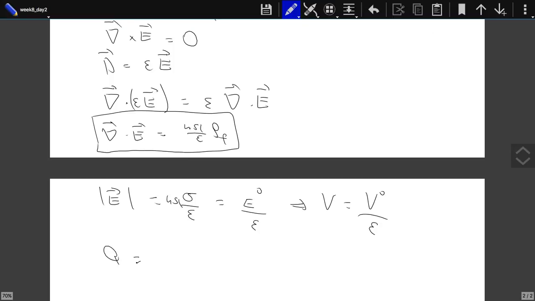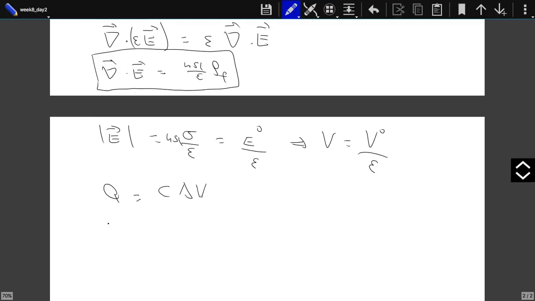Well, Q is equal to C times delta V, so C is equal to Q over delta V, which is epsilon times Q over delta V zero, which is epsilon times C zero. C zero being the capacitance of my capacitor in the absence of this dielectric. So the capacitance is just multiplied by this dielectric constant.